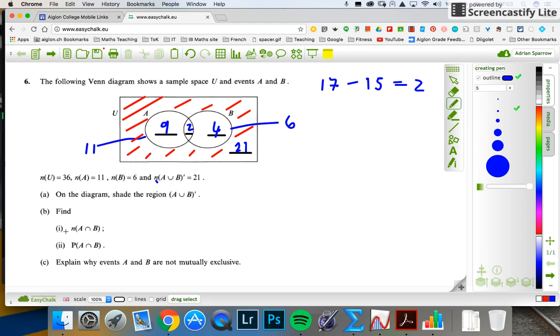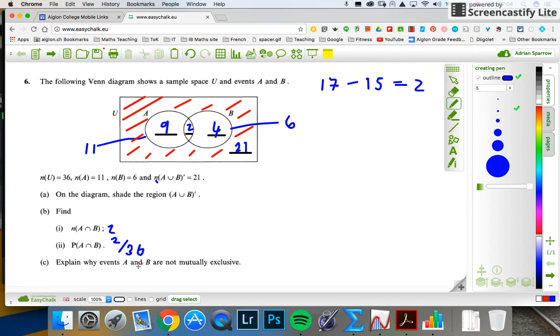now the other questions are really simple because we've filled this in and taken the time at the beginning to use this information. Find the number in A intersection B. A intersection B is the middle bit here, so that's going to be 2. The P, now that stands for probability, so the probability of being in A intersection B, well, there's 2 in the middle there out of 36 altogether. 2 out of 36. Now, you can make that 1 over 18, or you can just leave it.